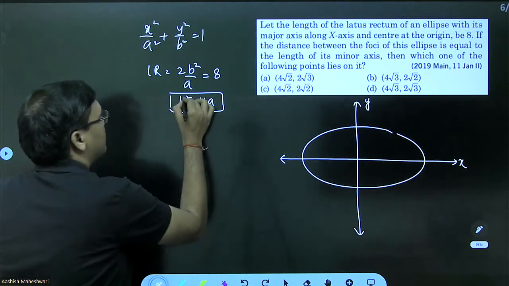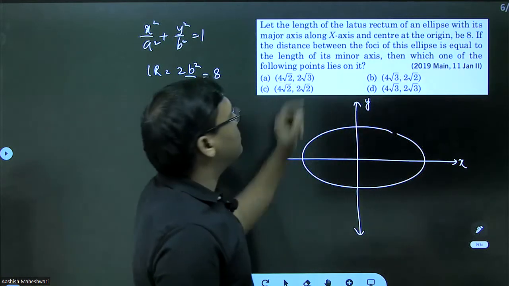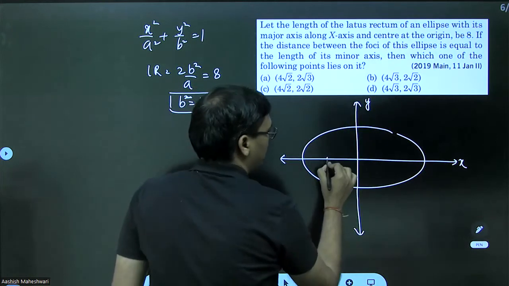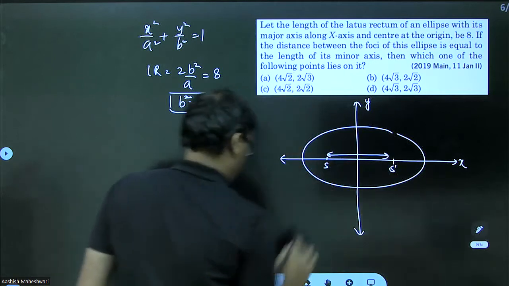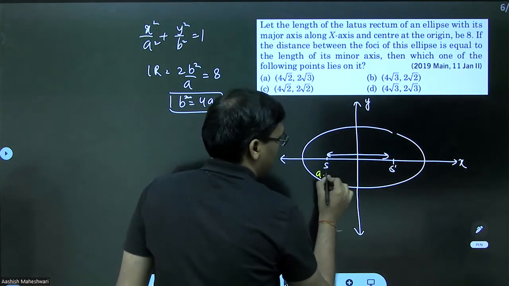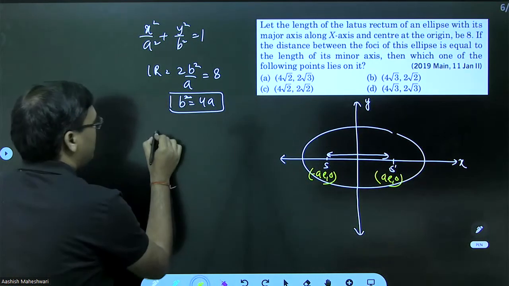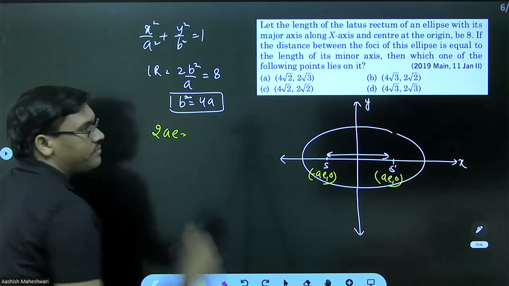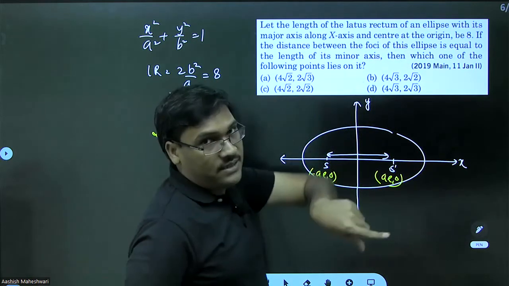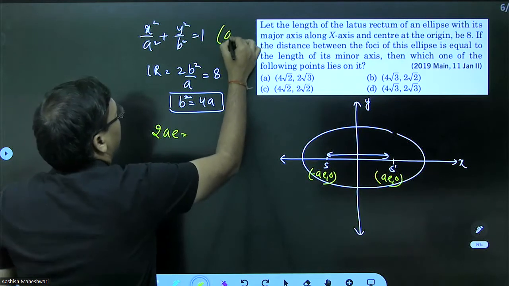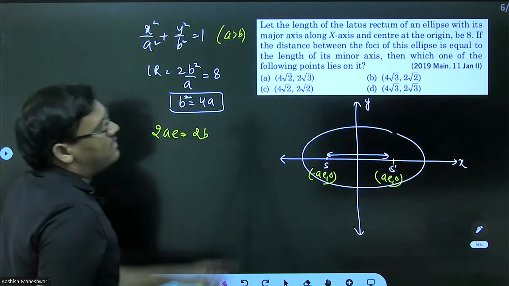You can just check the calculation, right? If the distance between the foci of this ellipse is equal to the length of the minor axis. What is the distance between the foci here? We know the foci are minus ae comma 0 and ae comma 0. So the distance between the foci is 2ae. What is the length of minor axis? We have a greater than b, so the length of minor axis is 2b.